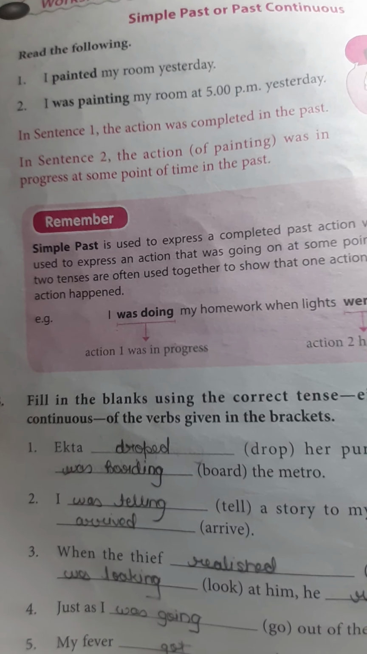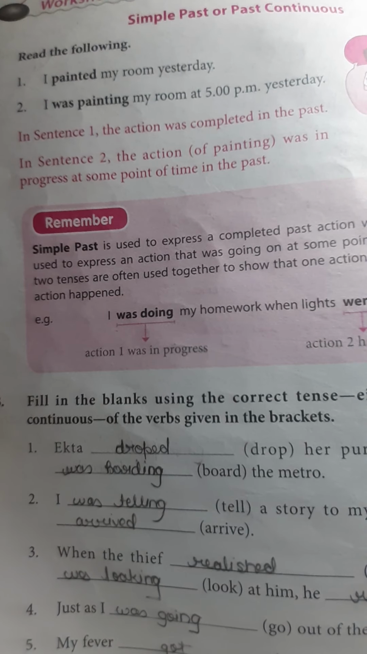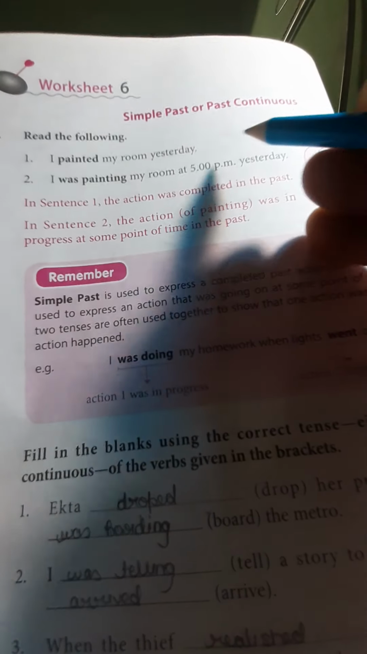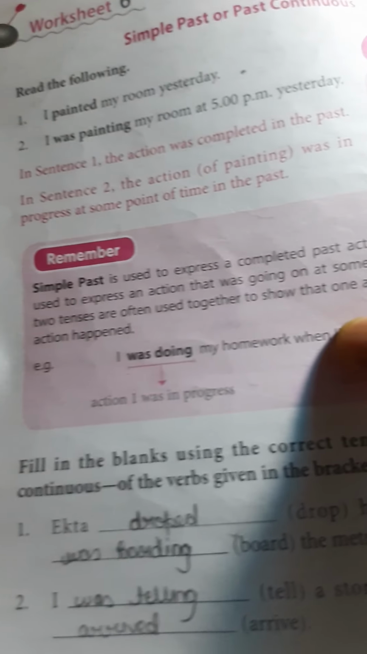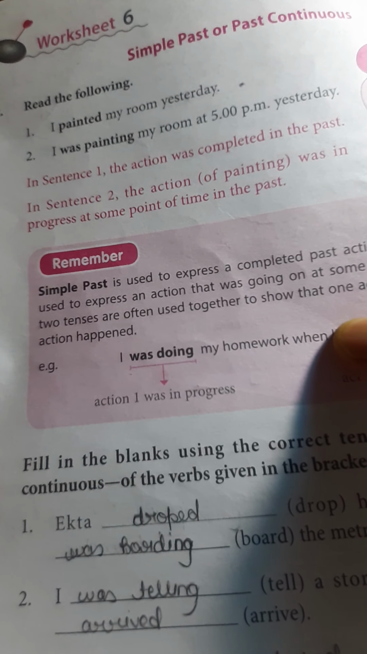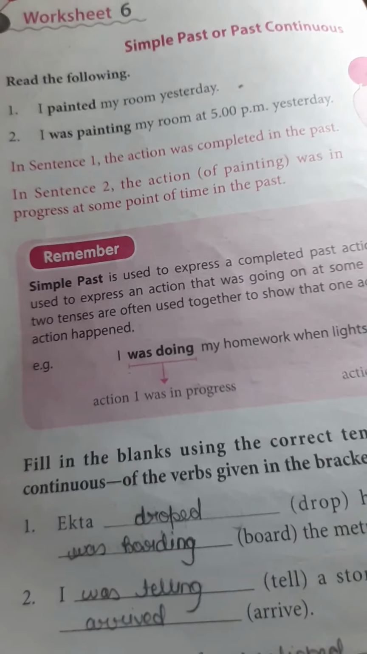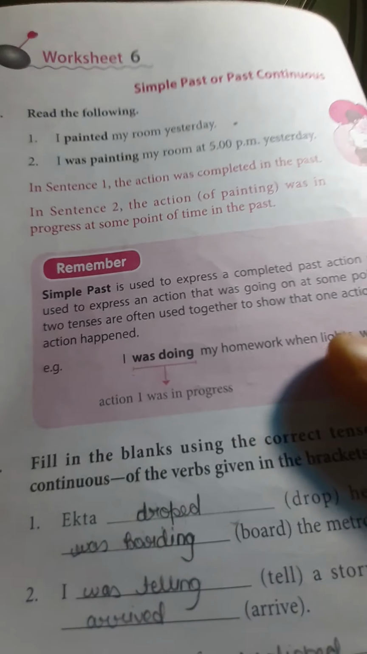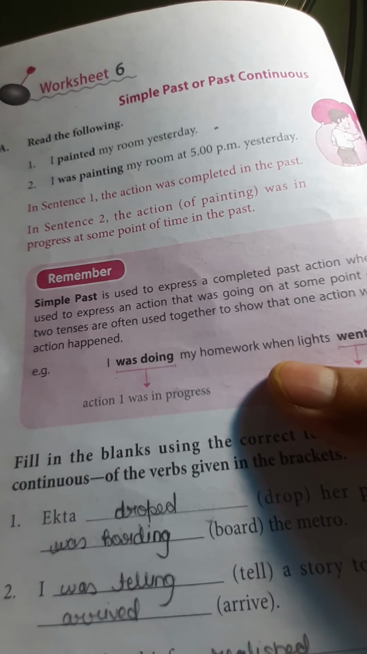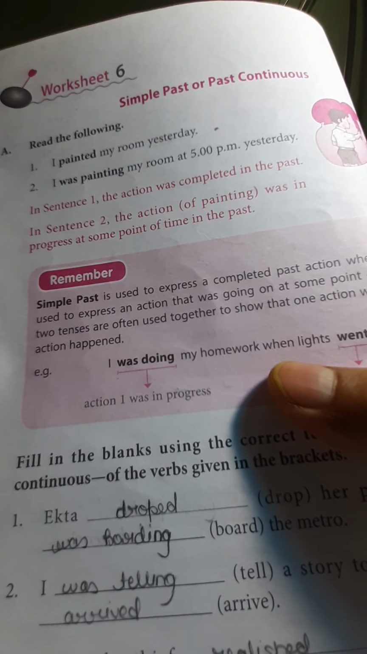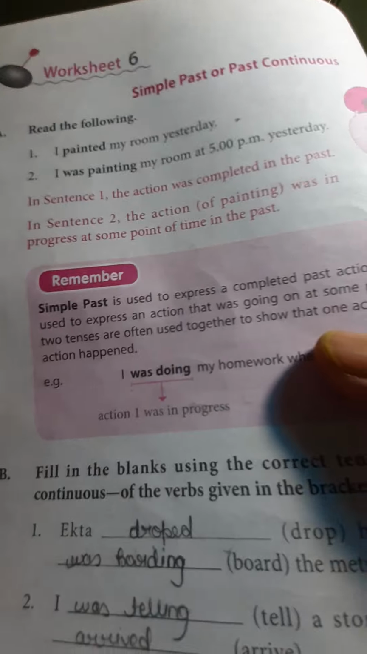In sentence 1, the action was completed in the past. So which tense is used here? In the first, this is simple past because the action was completed in the past. And in the second, past continuous is used. I was painting at 5 p.m. yesterday. In sentence 2, the action of painting was in progress at some point of time in the past.